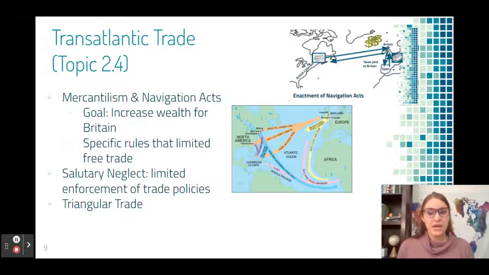Additionally, in this lesson is going to be the concept of salutary neglect, where although the British put in these policies, they didn't really enforce them. And then finally, another concept called triangular trade. And it's these specific trade patterns between the Americas, Europe, and Africa. And so that's a concept that you need to be aware of as well.